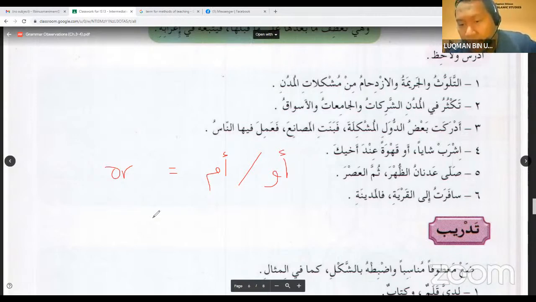Salla Adnan adh-dhuhr thumma al-asr. Adnan prayed the dhuhr, then al-asr. So there is a time that it indicates; he did not do it immediately. There's a gap in time. I hope that is clear.